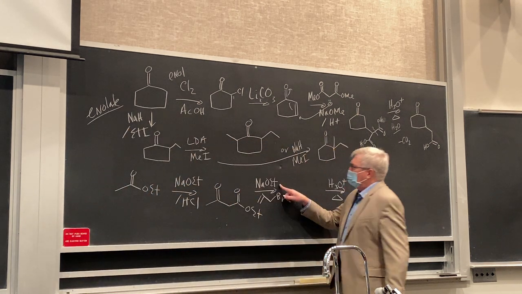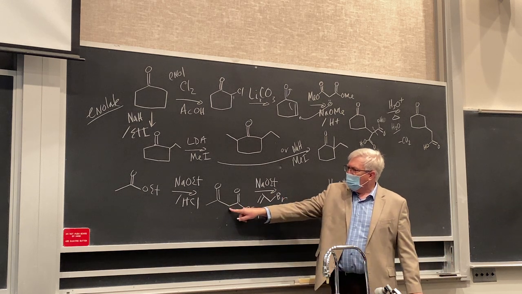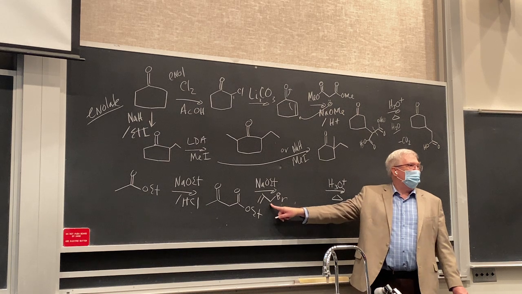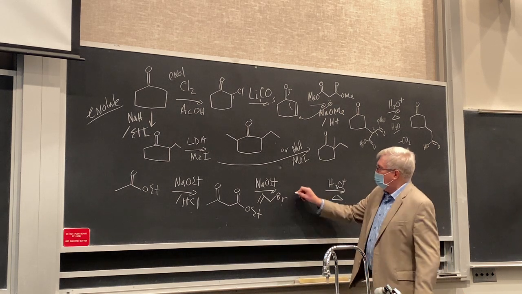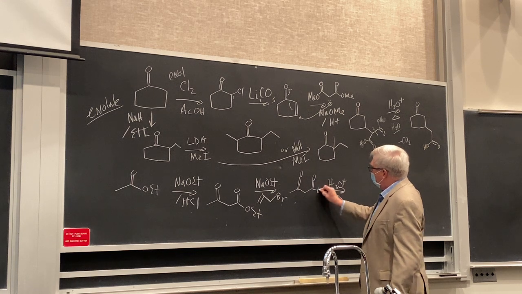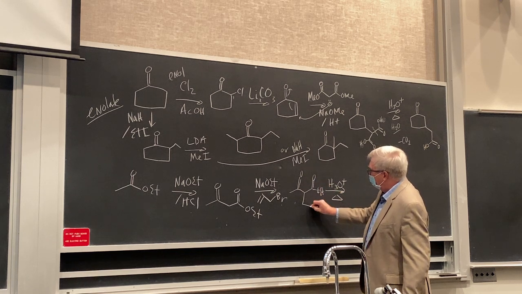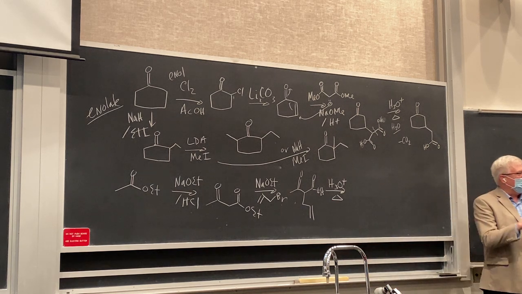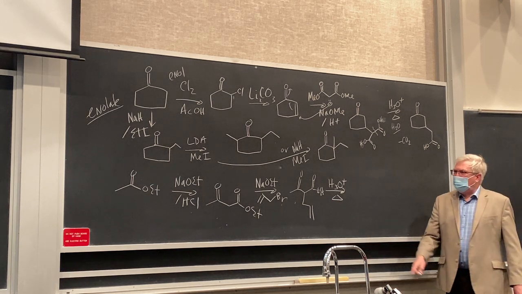Next reaction, sodium ethoxide again. Reform the anion there, and then what? Alkylate with allyl bromide. So we'll get the same thing, ethyl acetate, but now with an allyl unit right there, okay? And it is right in the middle there, okay? We played some tricks with this.